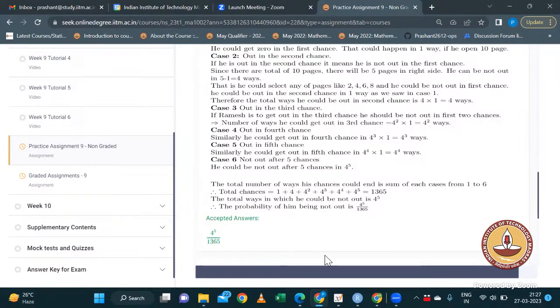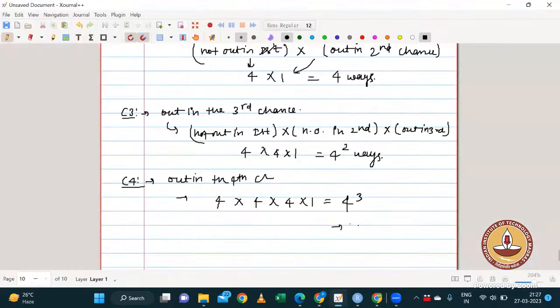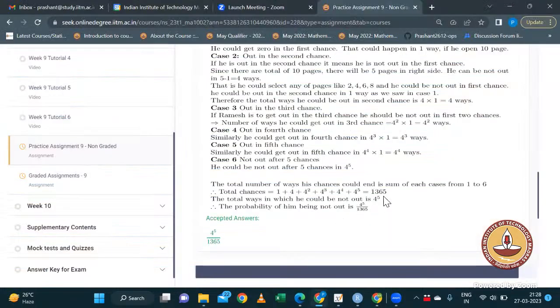Now these are the cases. So what we have to do is add all the cases. So you will get 1365, right? So this is the part which I did not understand. Why, for the denominator, do we get 1365? Why do we add all of these? Okay, why are we doing this?